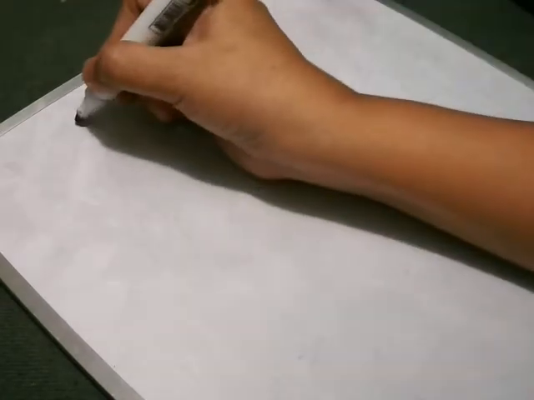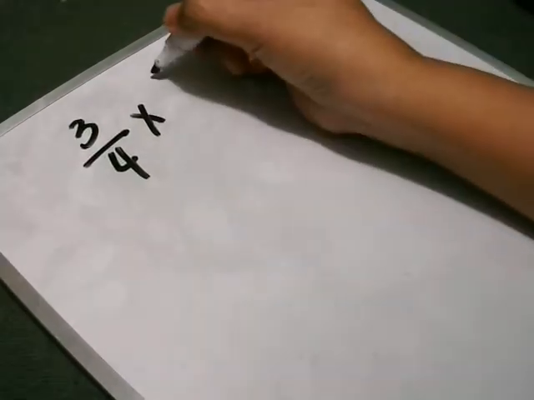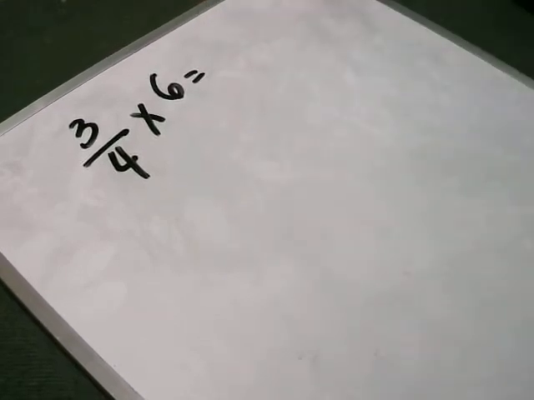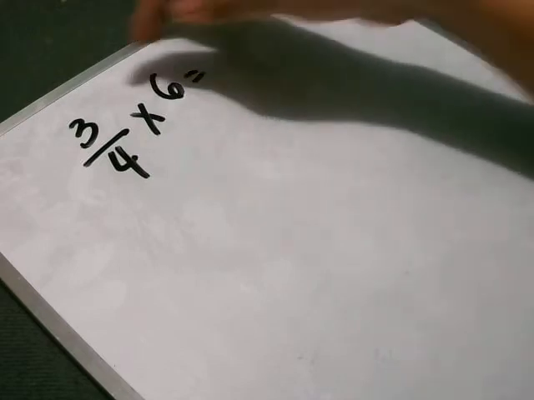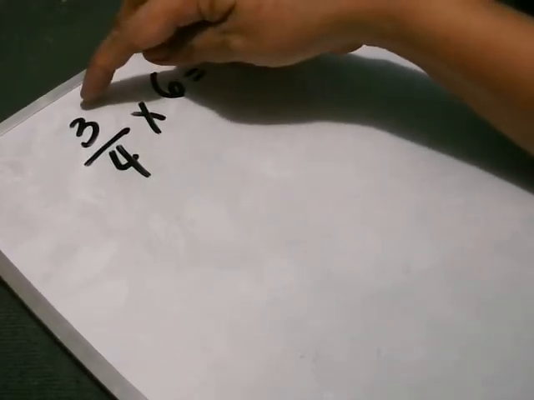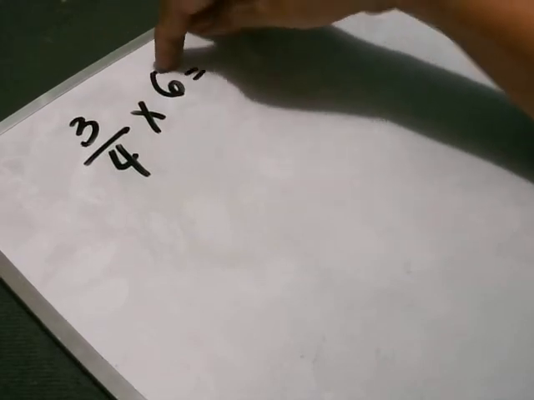Multiplying a fraction and a whole number. We have here an example: 3/4 times 6 equals what? Your answer? To multiply a fraction and a whole number, you simply multiply the numerator and the whole number.